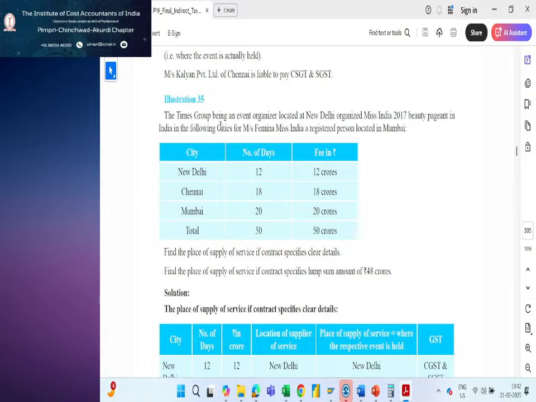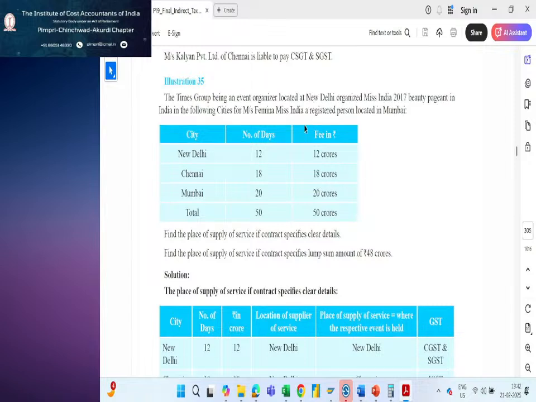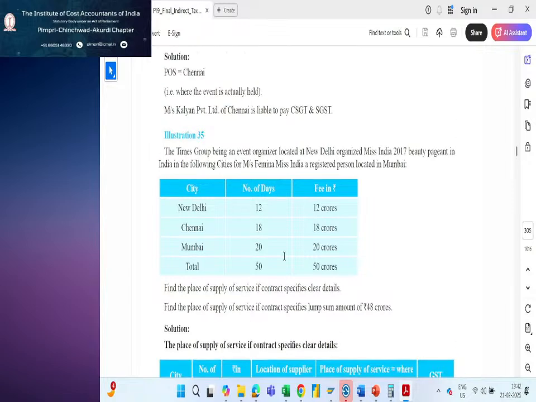The Times Group, being an event organizer located at New Delhi, organized the Miss India 2017 beauty pageant in India in the following cities for Mrs. Femina, Miss India, a registered person located in India. Find the place of supply of service if the contract specifies clear details. Find the place of supply of service if the contract specifies a lump sum amount of 48 crores.